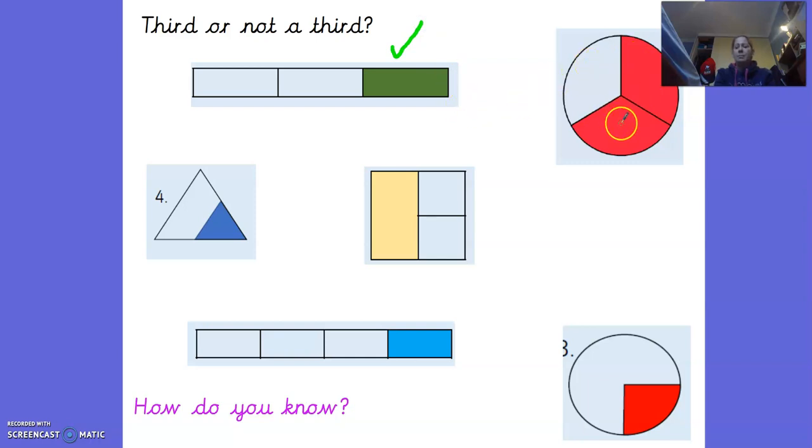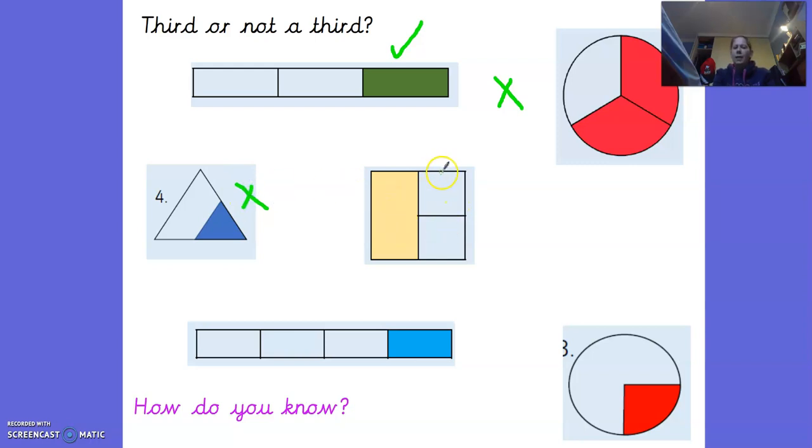Here's the next shape. Again, it's split into equal parts, but is 1/3 coloured in? No, 2/3 are coloured in. So that one does not represent 1/3. What about this one? This is quite a tricky one, okay? Because you might be seeing if you could draw another line to split it into 3 equal parts, all right? But you can't. So that one, there is not a third coloured in.